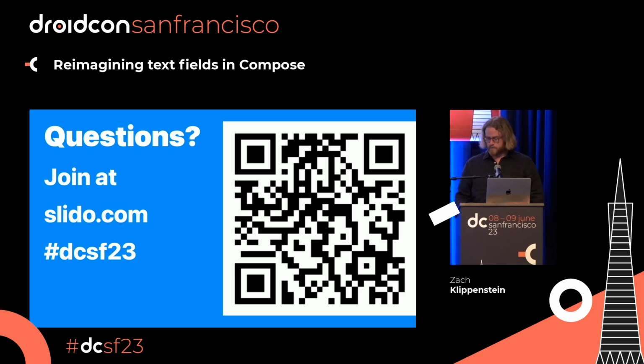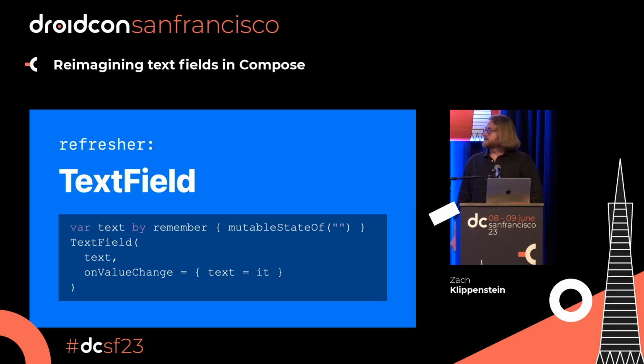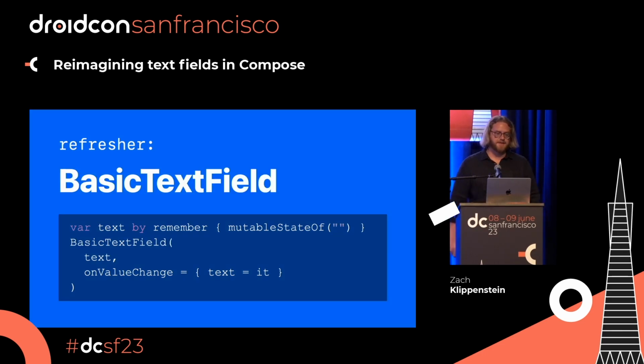So let's start by looking at text field. This is the material text field. This is kind of the standard demo use of it. But underneath material text field is something called basic text field. This is kind of the same API shape. It has a few more options for customization. It's a little bit more powerful, but it doesn't have any of the default styling stuff. But if you're building a design system specific text field, you're probably going to be building it on basic text field. So this has been around since Compose 1.0 and before that.